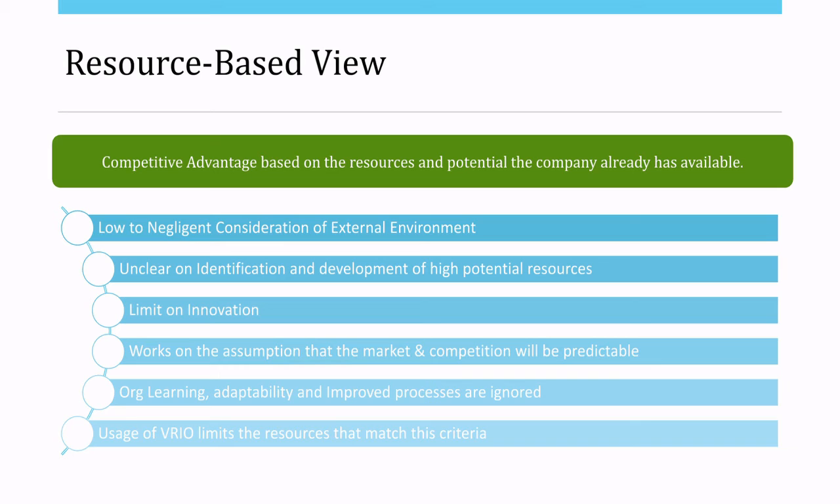In this type of environment, any sustainable advantage gained through this framework will eventually be dragged down to a null value. It fails to take under consideration that organizational learning, adaptability, and improved processes can add to high potential resources. It is rare to have resources that match the VRIO criteria due to the limit of the criteria itself, the unclear and indeterminate nature of the VRIO itself, and the ambiguous nature of the term resources.